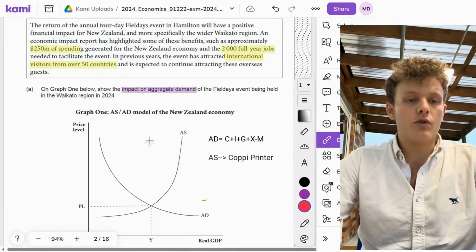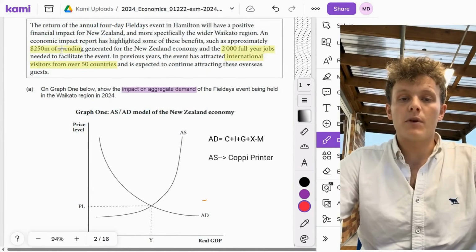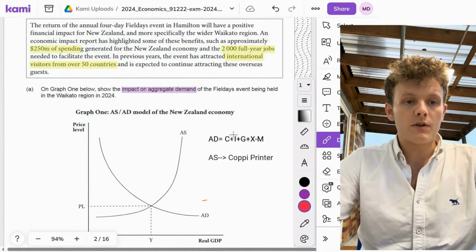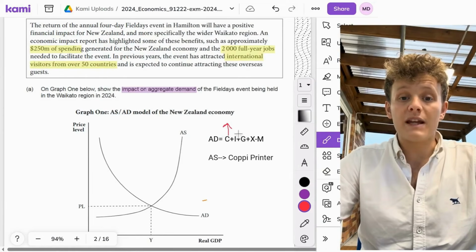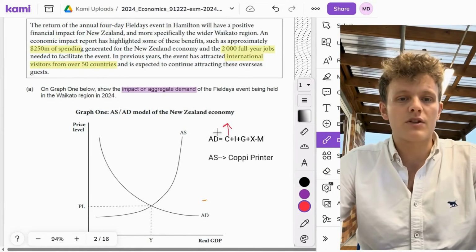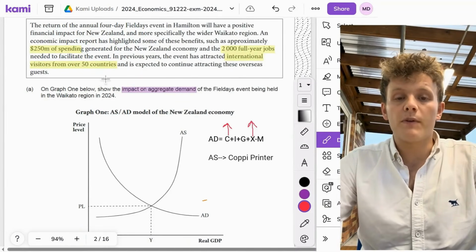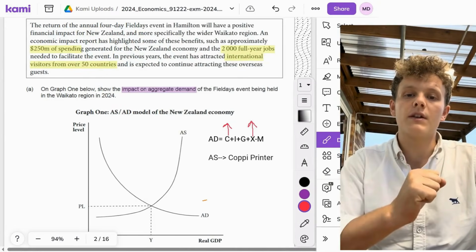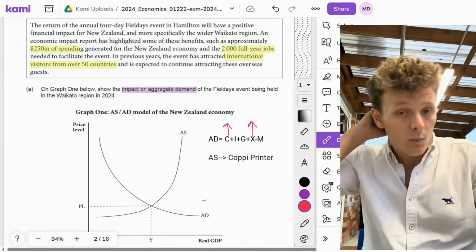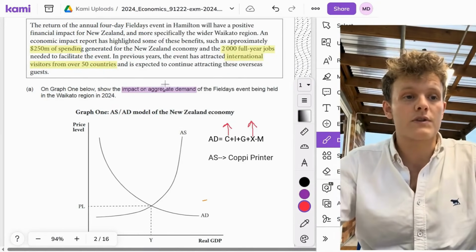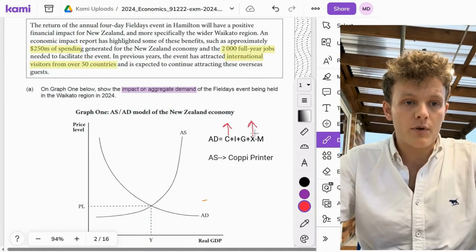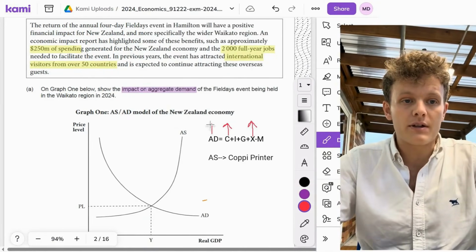So let's get to drawing, and you can see I've highlighted a few sections up here. $250 million of spending that can be put down to either consumer spending increasing, or maybe you could have a case for saying investment spending. I'm going to just leave it as consumer spending. And then the second one is export receipts increasing because international visitors from over 50 countries are coming. And of course, when they come into New Zealand and purchase goods and services, we treat that as exporting goods or services to those countries. So those two increase, leading to an increase in aggregate demand.